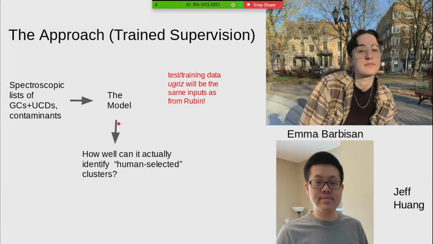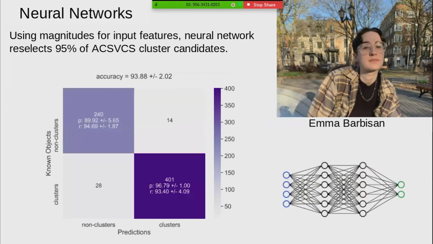And then again, the big question here is not just how well can we optimize these models, but how different are they from human selected clusters? So I will go a little bit into just a first peek at our results.